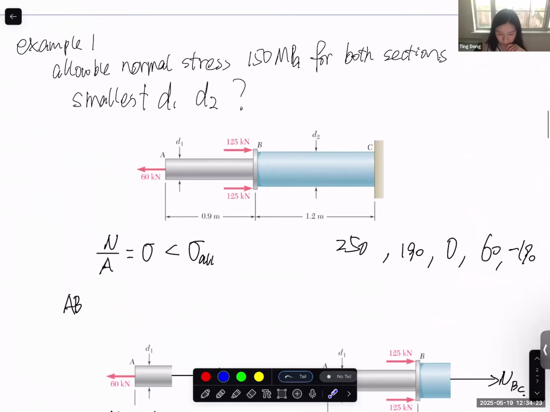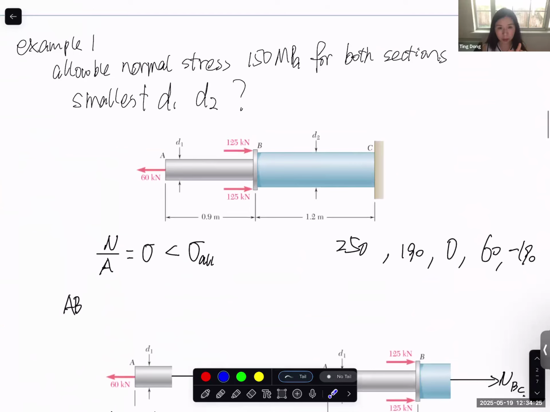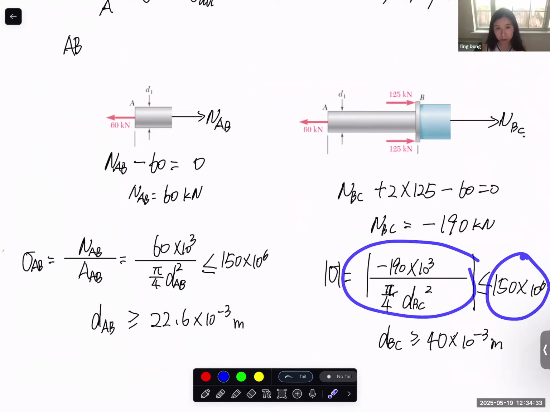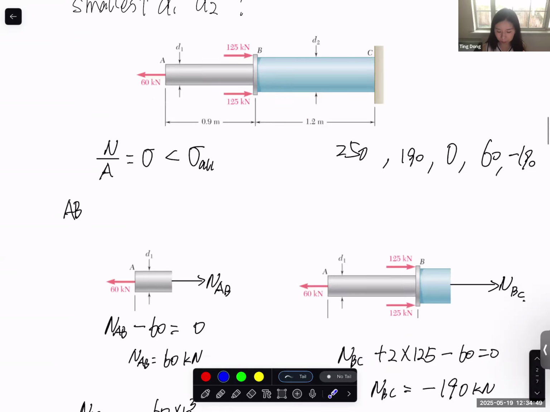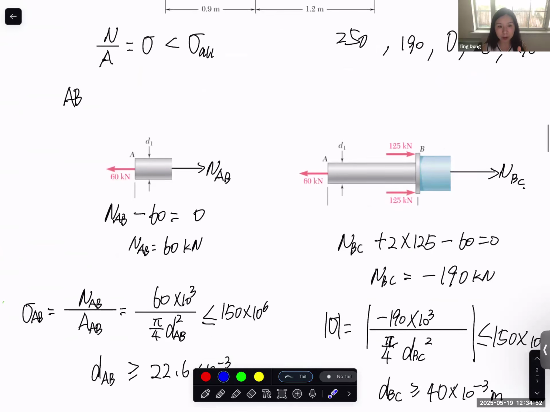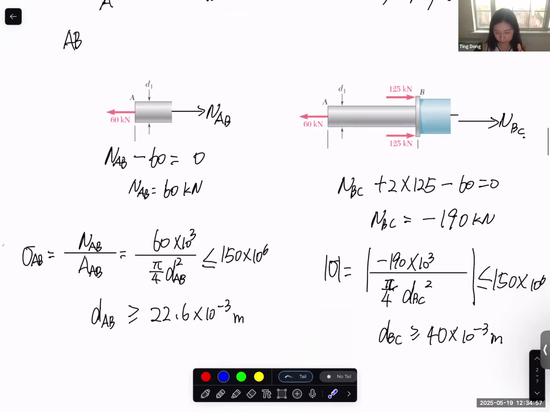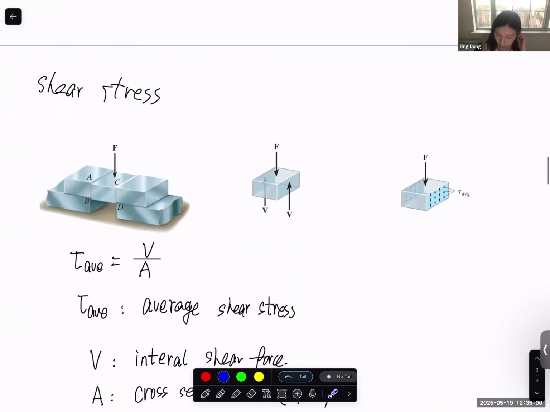This problem is simplified in that no matter whether it's tension or compression, it fails at a magnitude of 150 megapascal. That's why we are comparing the magnitude here. In a real situation, if you learn something about material science, you should know that most metal materials can survive larger compression than tension. But this example problem is just simplified. We consider failure at both 150 megapascal tension and 150 megapascal compression. So that is normal stress.